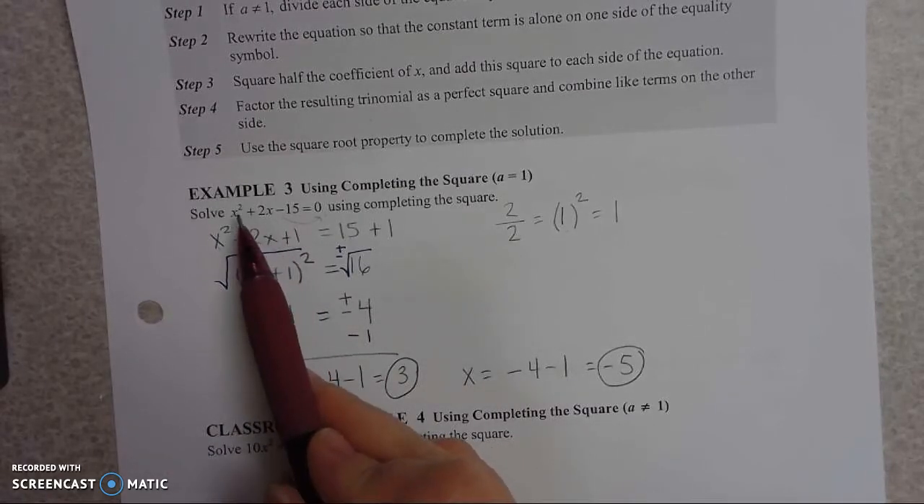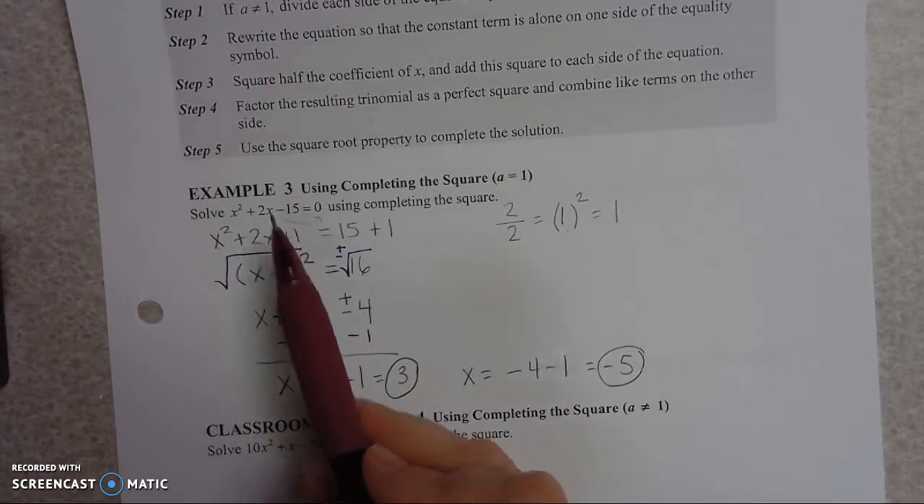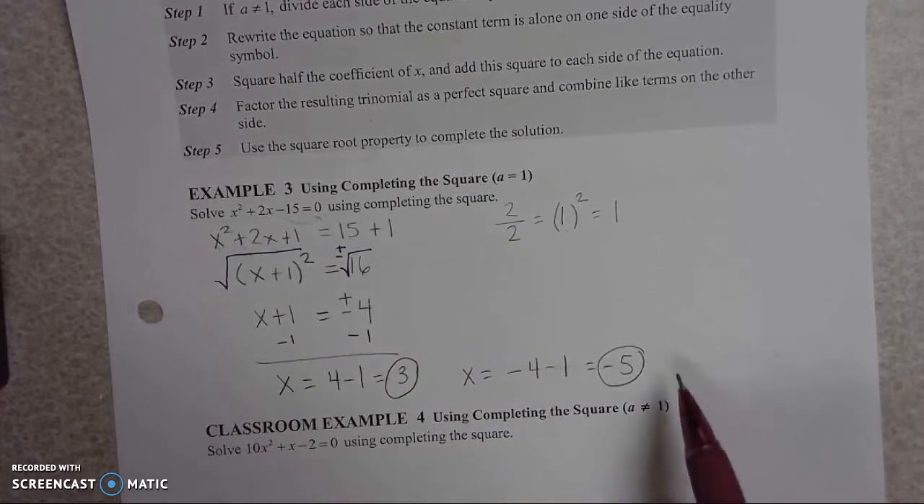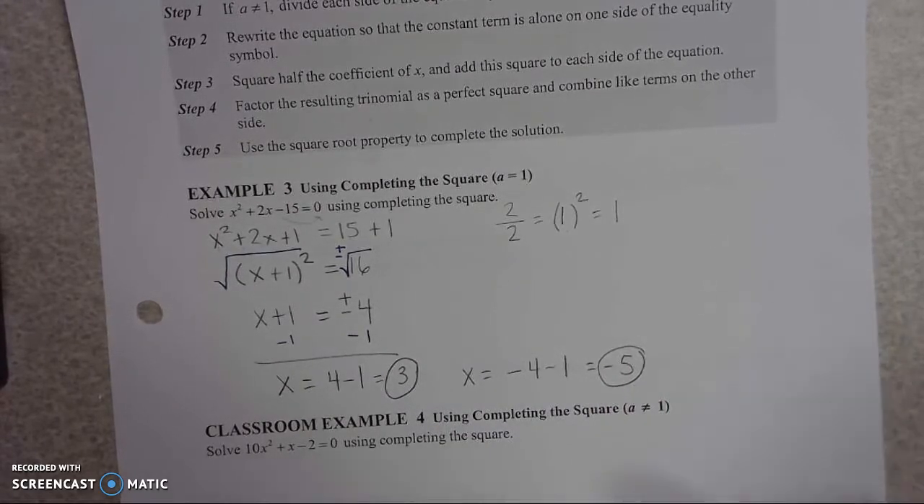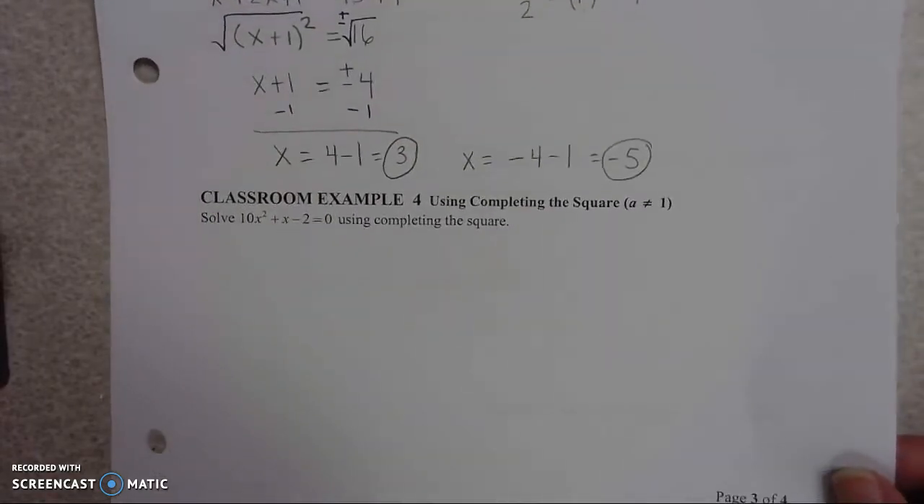So 3 squared would be 9. 2 times 3 is 6. 9 plus 6 is 15. Minus 15 is 0. And then you could do the same thing with negative 5. Also, feel free to use your calculator to check those answers if you need to.